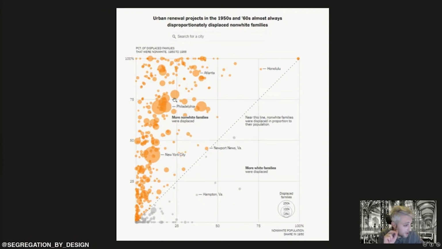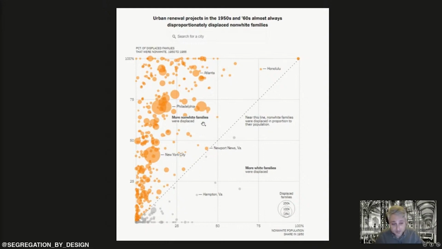So for instance, in Philadelphia, you can see my mouse here, the non-white population in 1955 was about 20%, but the amount of those displaced were 70% Black. In Philly, it's Black. In other cities, in New York, it's a lot of Puerto Rican immigrants. It differs per city. But again, it's always disproportionately the non-white population. So even though they only made up 20% of the population, 70% of those displaced were Black. And that pattern repeats itself across basically every sizable city.